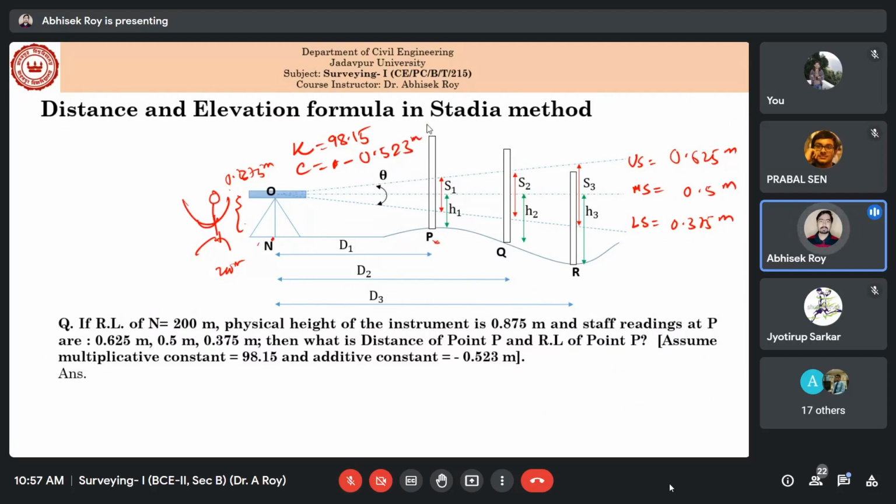So calculate from this. First, note down the question, or at least note down the data, or at least this diagram. Just draw this diagram up to this P. You don't have to draw Q and R because data for those is not given. Note down the data like this: upper stadia, middle stadia, and lower stadia reading. Once you are done, please let me know. We will do these small numericals to understand the process.